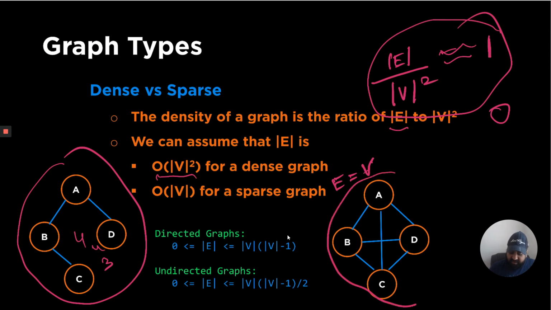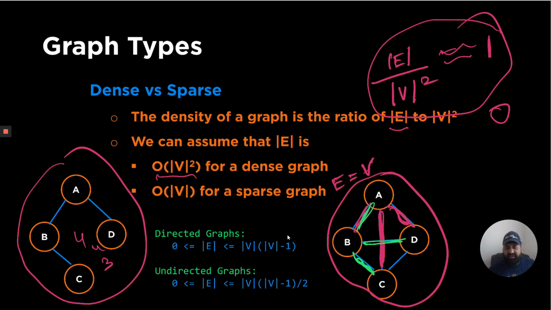On the right, we have an example of a dense graph because each node is connected to every other node by an edge. Like you can see, A is connected to all of these. Next, we have B that is again connected to D, A, and C. And then C is connected to all of the other ones. And D is connected to all of the other ones.